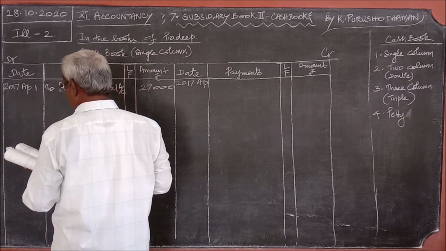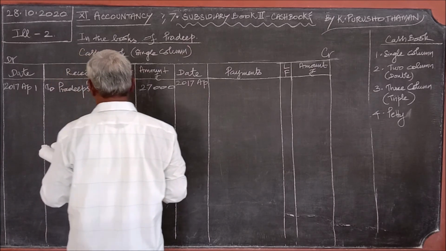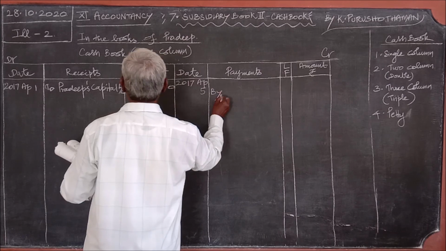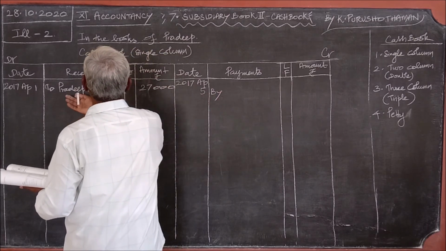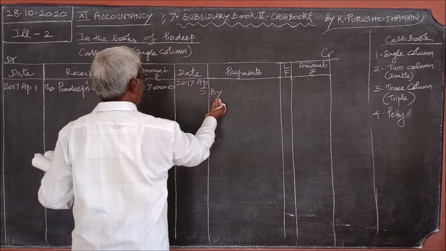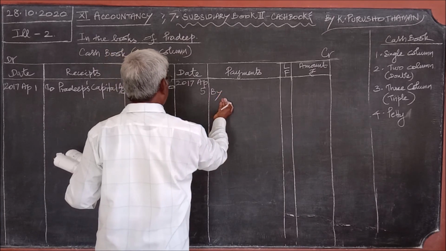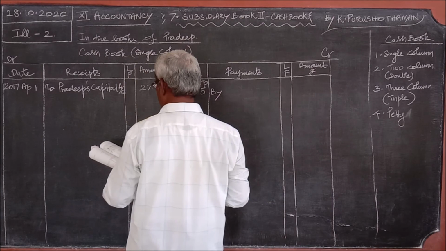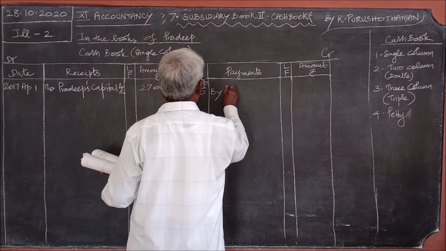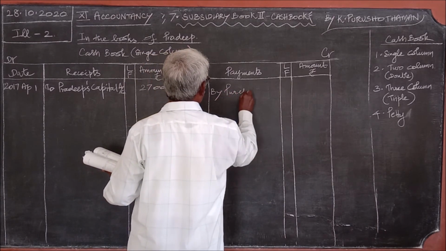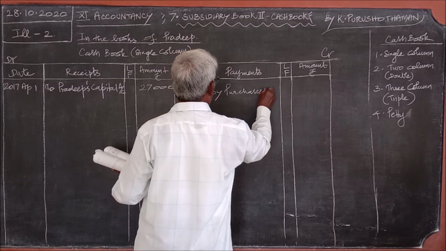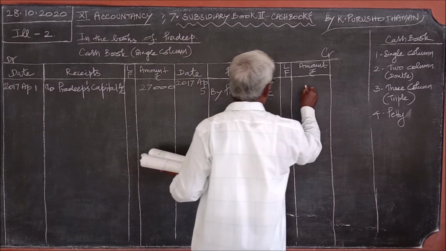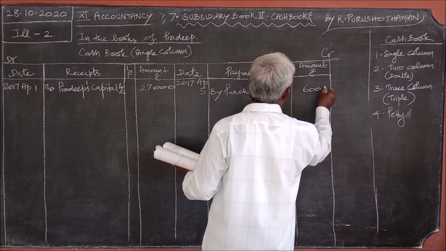Then, bought goods for cash, 1/5. Bought goods, as I said, all that you write on the debit side with the 'to', and what you write on the credit side, you should write with 'by'. Bought goods for cash, by purchases account. What is the amount of purchase? 6,000.